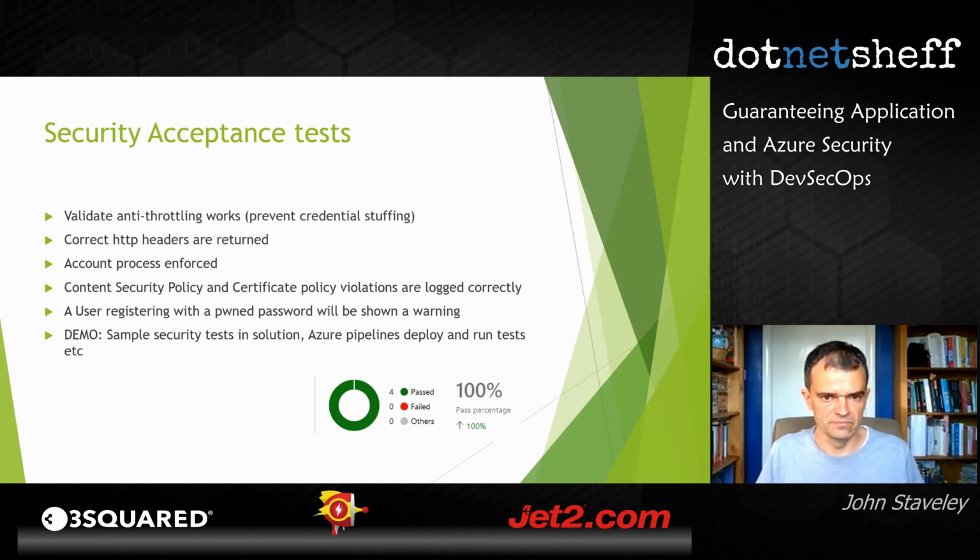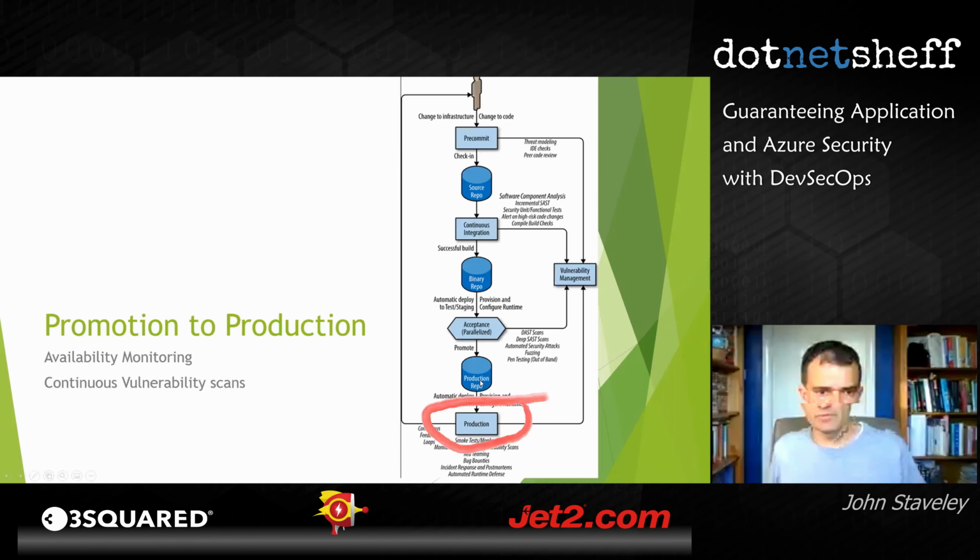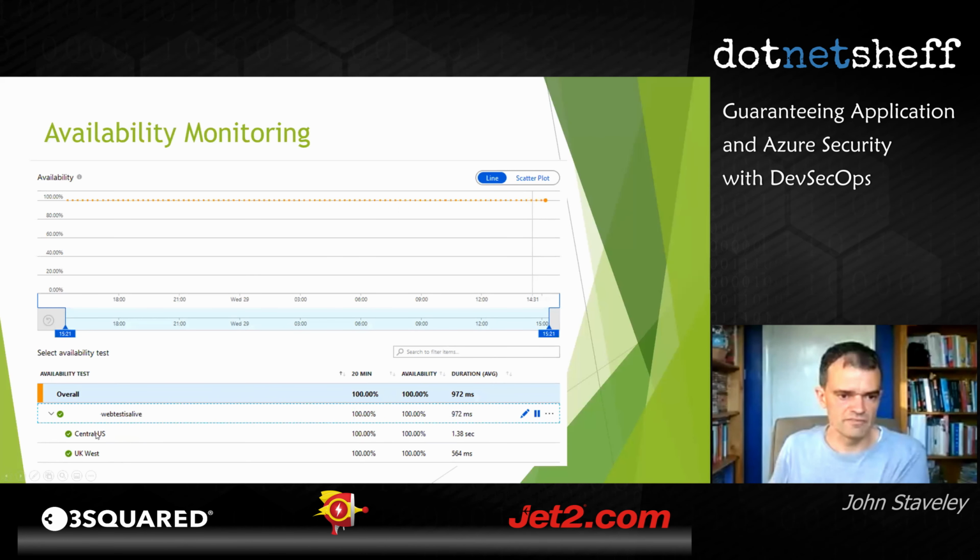Okay, so now we've deployed and we've got production code. We can do vulnerability monitoring to show that our system is available, and then continuous vulnerability scans. So as part of the ARM template, it polls the site from the central US and UK West. So you get this nice graphic, and then it alerts if the site goes down for more than 3 minutes, which is quite useful. Particularly if you're getting a heavy load or under attack, then that could degrade your availability as well.